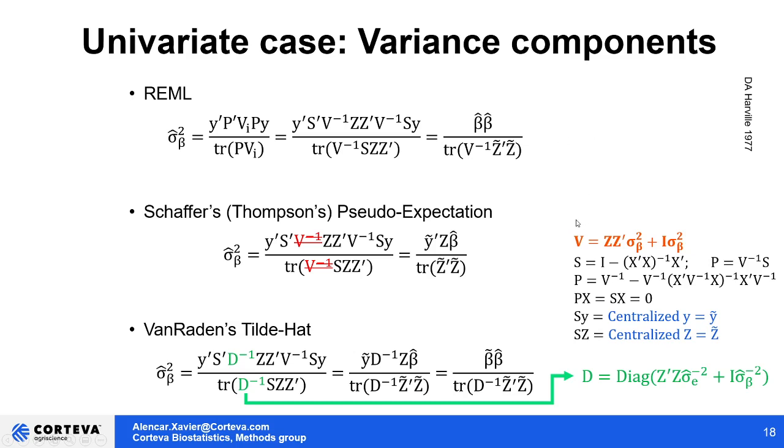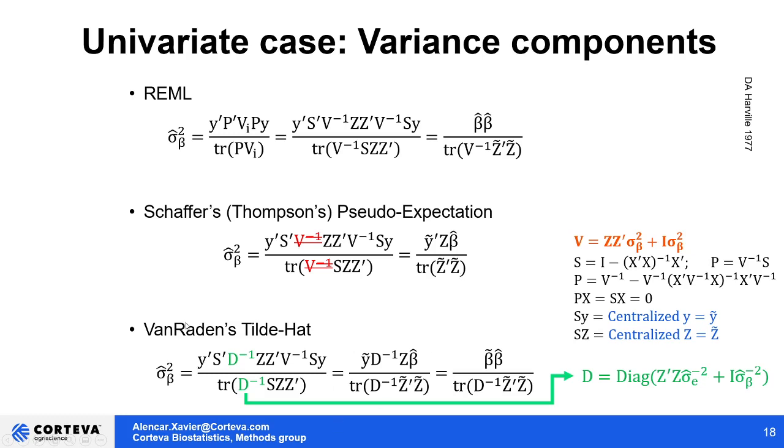The idea behind Schaeffer's or Thompson's pseudo-expectation method was to eliminate one of the V-1 matrices, which yields just the centralized y prime z beta. So it's relatively simple and easy to compute, divided by the trace, which you don't even have to update. We just compute it once.